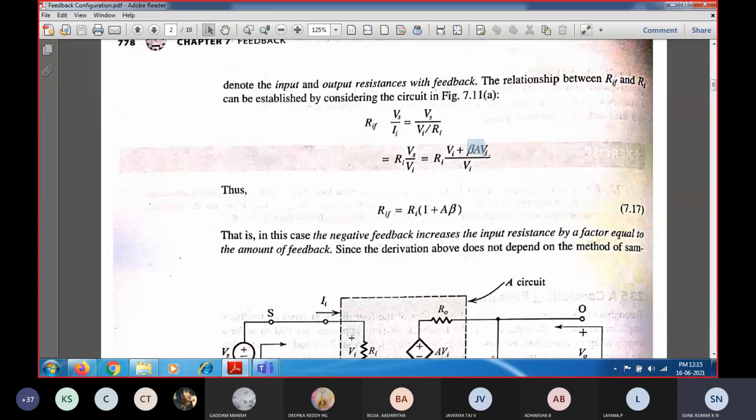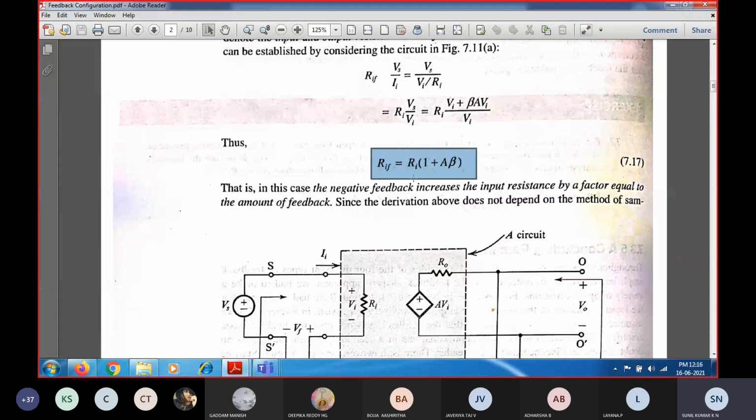So I can just substitute A into beta times Vi. Minus minus will give a plus, so Vi plus Vf is A into beta into Vi, and Vi will get cancelled, and we will get the input resistance with feedback equal to Ri into 1 plus A beta. So this is the input resistance with feedback. This is the generalized expression which we get.